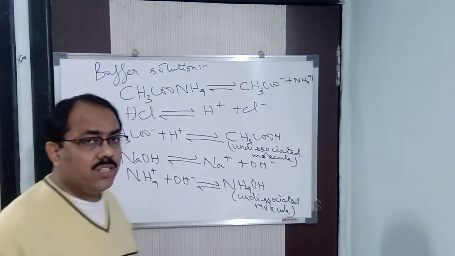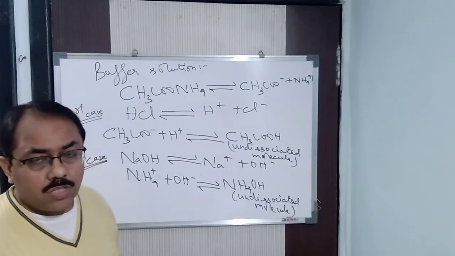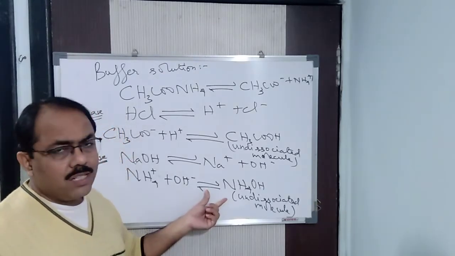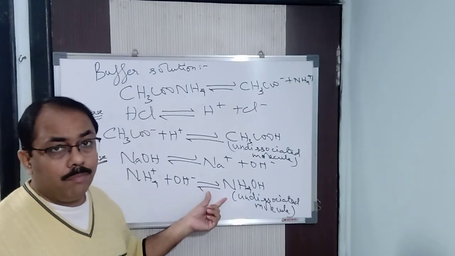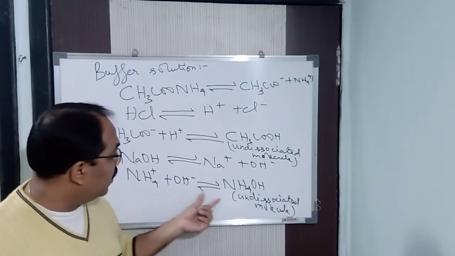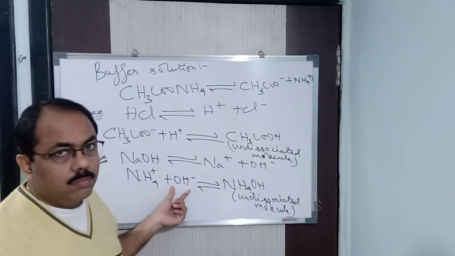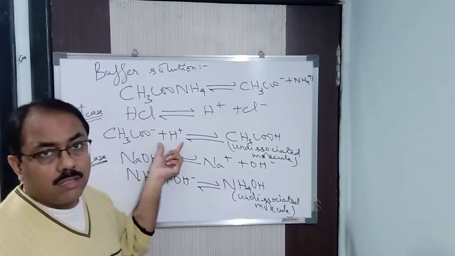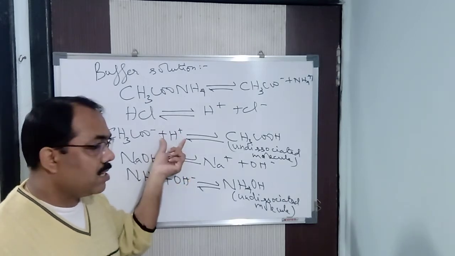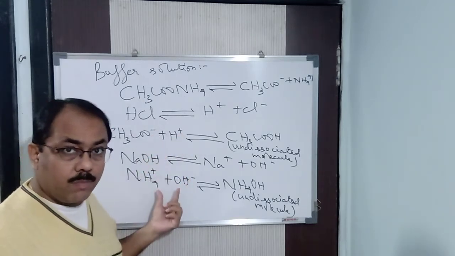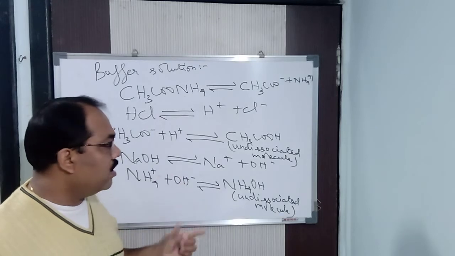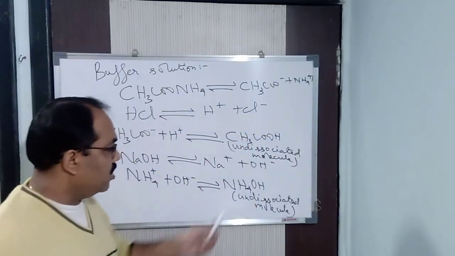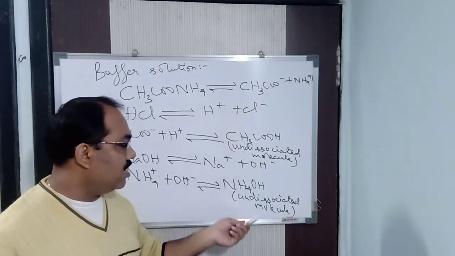Again, NH4OH is a weak base. It forms an undissociated molecule of NH4OH, due to which, on addition of a small amount of base to it, the pH of the solution remains almost constant, because the OH minus concentration is not increasing and the H plus ion concentration is not increasing. I have added only a small amount of acid and base, and that is used up in the formation of a weak acid and a weak base, which are undissociated molecules.